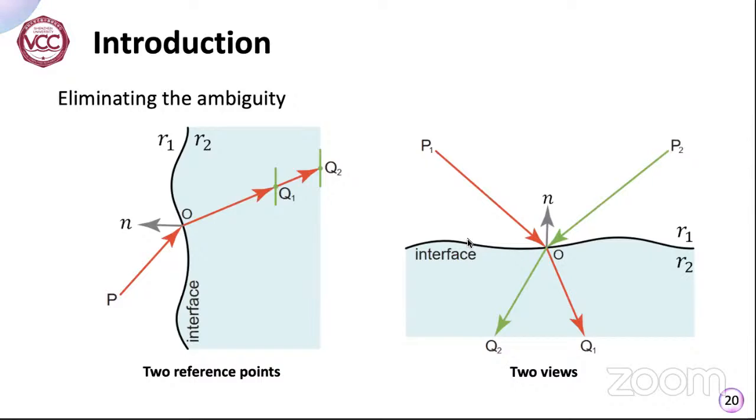Sorry. Another is using two camera views. That is, we use two cameras, P1 and P2, to observe the same hypothesis point O on the surface, and find the reference points Q1 and Q2 in the direction of this outgoing light, respectively, and calculate two normal vectors N1 and N2 that satisfy the law of refraction. Since the normal vectors at the same point on the surface should be consistent, it can then be restored.